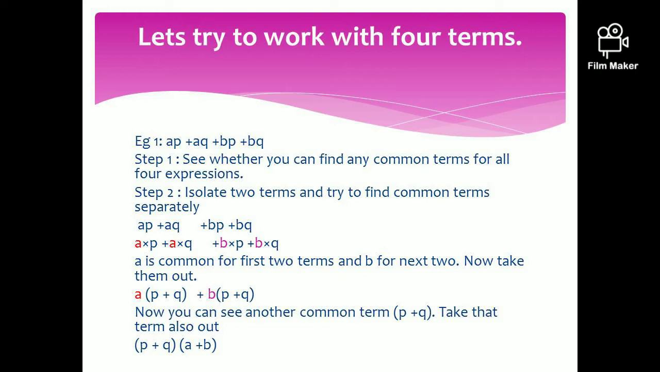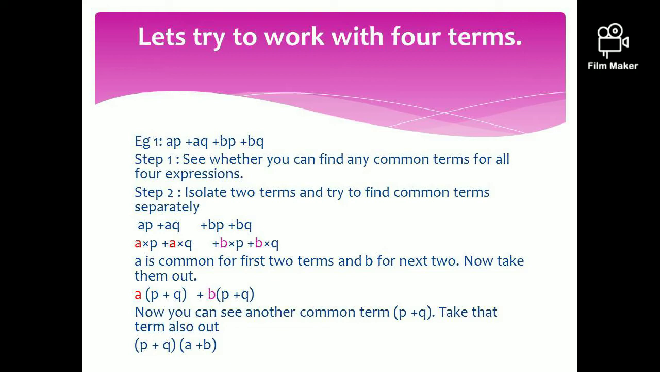Before we start any proceedings, first we have to see whether there are any common terms available for all the terms in the expression. That is our first step of factorizing. Then, moving to the second step, if you get an expression with 4 terms, first isolate these 4 terms into 2 terms each and see whether there are any common terms available for those pairs.